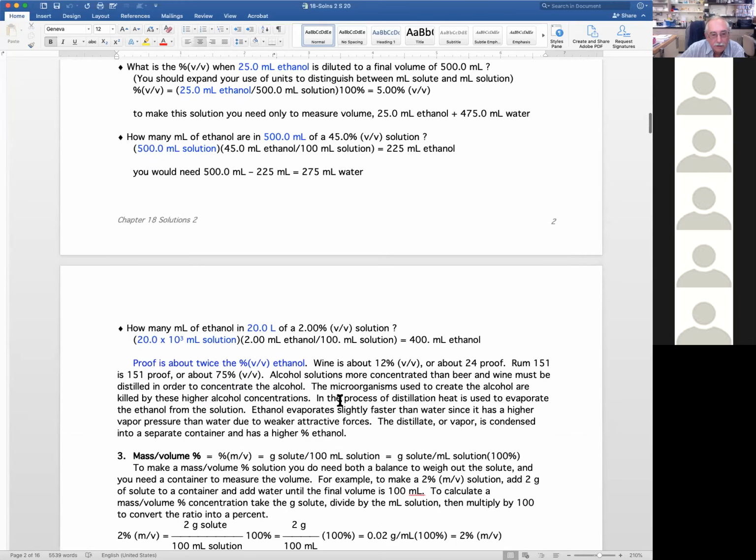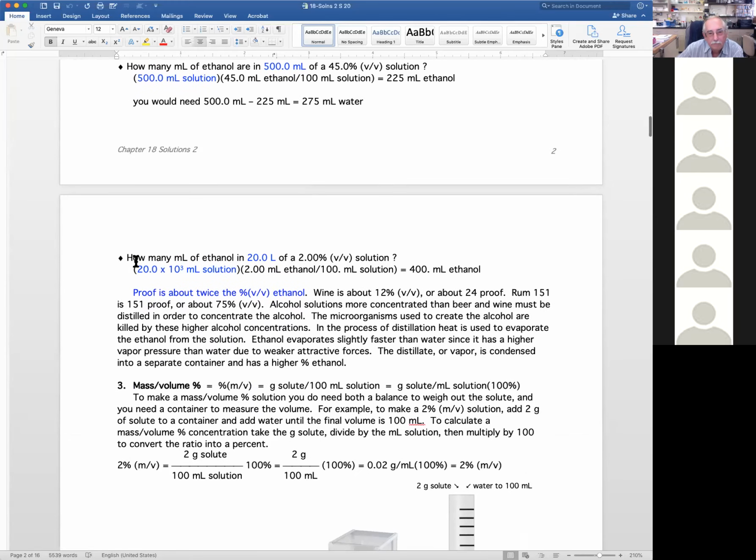Let's just do a problem down here. So how many milliliters of ethanol in 20 liters of a 2% volume per volume solution? So I have to realize that this is my conversion factor. That means that there's 2 milliliters of ethanol in every 100 milliliters of solution. And this 20 liters is 20 liters of what? The solution. So because this is milliliters, I had to change this to milliliters. I'm canceling out milliliters of solution, and there's my answer right there.